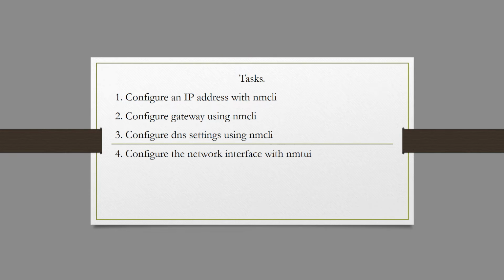I highlighted four tasks. The first task is configure an IP address with nmcli tool. The second part is configure gateway using nmcli. The third part is configure DNS settings using nmcli. And the last part is configure the network interface with nmtui tool.